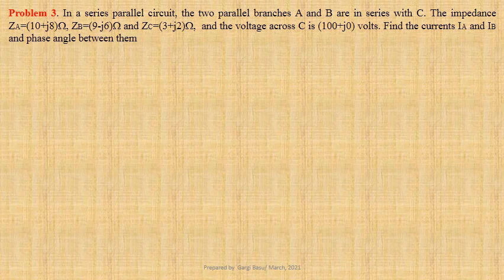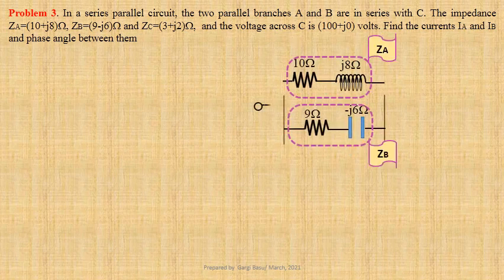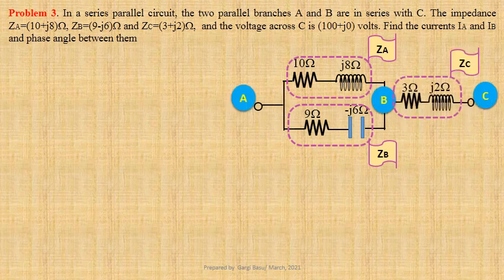Problem number 3. In a series parallel circuit, the two parallel branches A and B are in series with C. The impedance ZA equals 10 plus J8 ohm, ZB equals 9 minus J6 ohm, and ZC equals 3 plus J2 ohm. And the voltage across C is 100 plus J0 volts. We have to determine the currents IA and IB and phase angle between them.